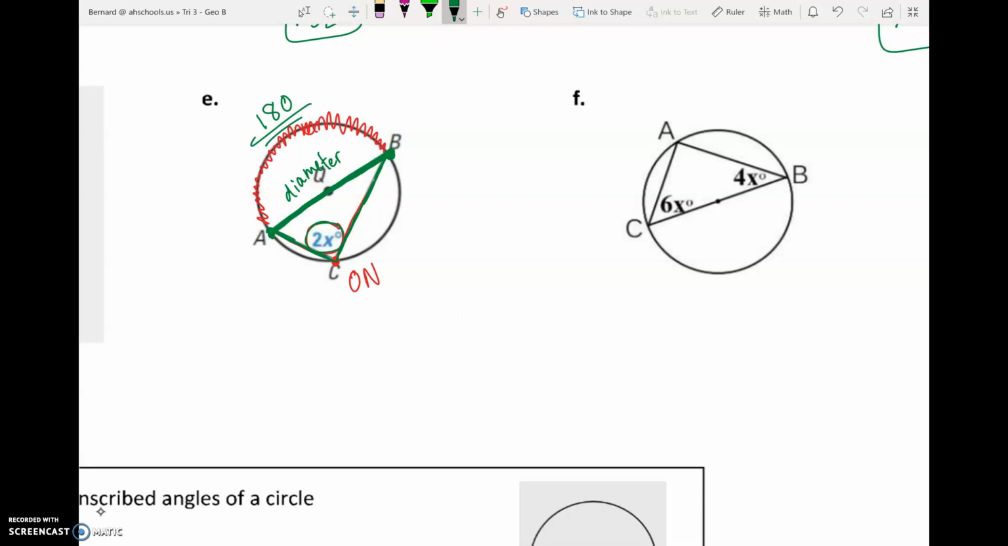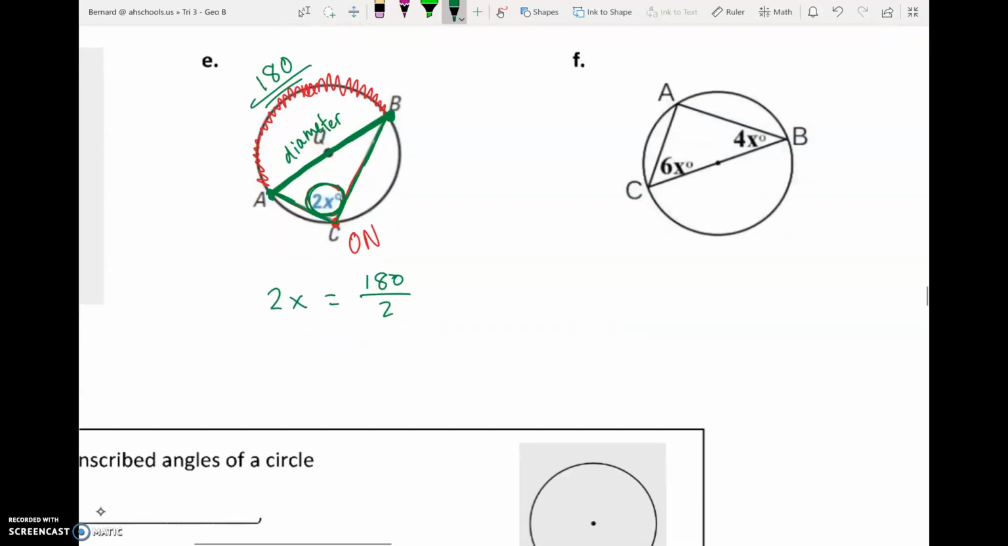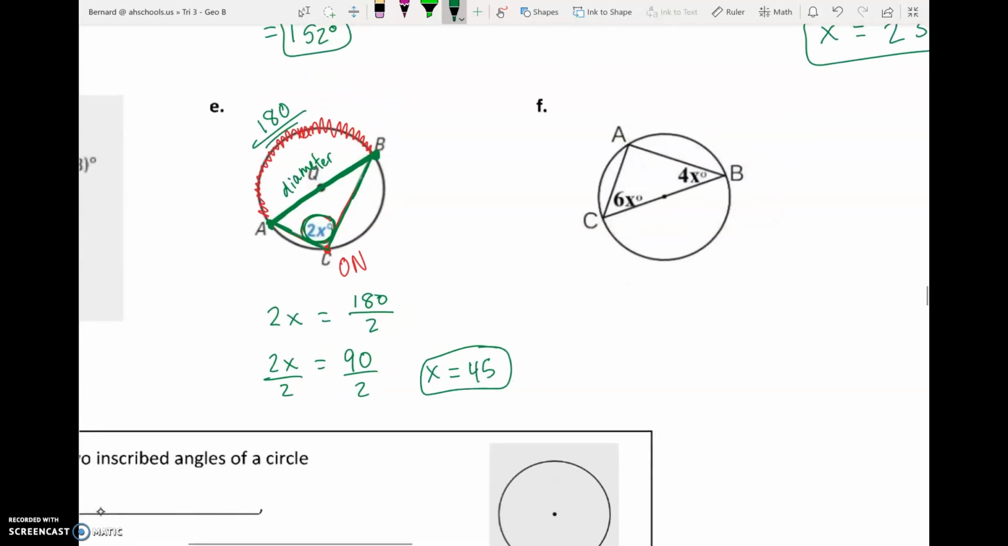The angle we're working with, our 2x, always equals our arc divided by 2. So our 2x will equal 180 divided by 2. 180 is pretty easy to divide by 2, right? So 2x will equal 90. Then we need x by itself, so the last thing we'll do is divide both sides by 2, and we get x equals 45. Perfect. Recognizing that diameter in this problem was really the key for that one. All right, let's move on to F.